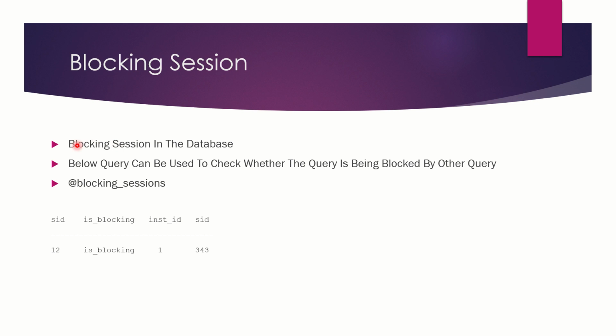So there may be a blocking session in the database, and you can run this below script, blocking_sessions, which I have again attached in the Google Drive link, to find out whether your script is being blocked by some other SID. Now, if you run a script and your SID was 343, and you get an output like this, it means that there is another script running with SID 12, which is blocking your script. So this is also one of the causes that your script may run slow, because it is being blocked by some other script.